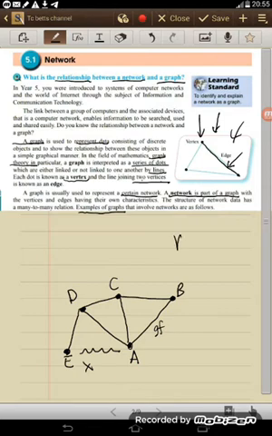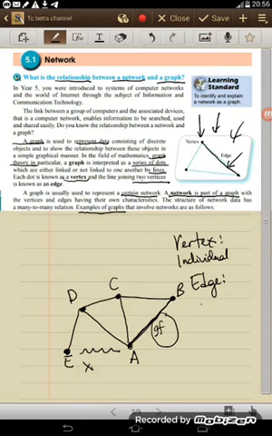So you can say, what is the vertex here? The vertex is individuals. How many individuals? There are 5 individuals. And then what is the edge here? What do you call this connection? They are friends, right? They are friends, so it's a relation. So this is a very simple kind of network, graph network.